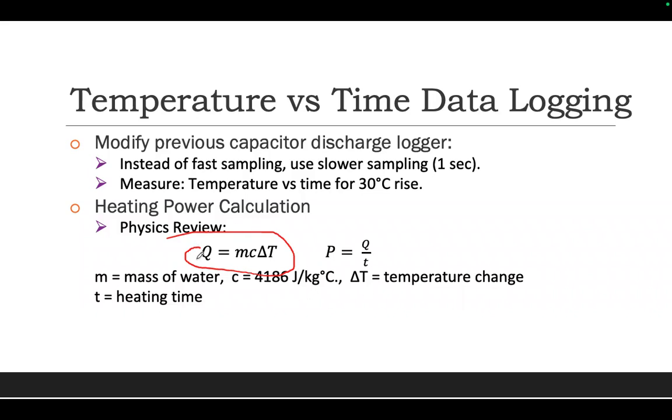You can use the mass of water, the constant, and the temperature change to get the heat energy. Then you use the heat energy to calculate the heating power. The t here is just the heating time, so you record your heating time. Does that make sense? Any questions so far? This is just physics to calculate the heating power. Any question?